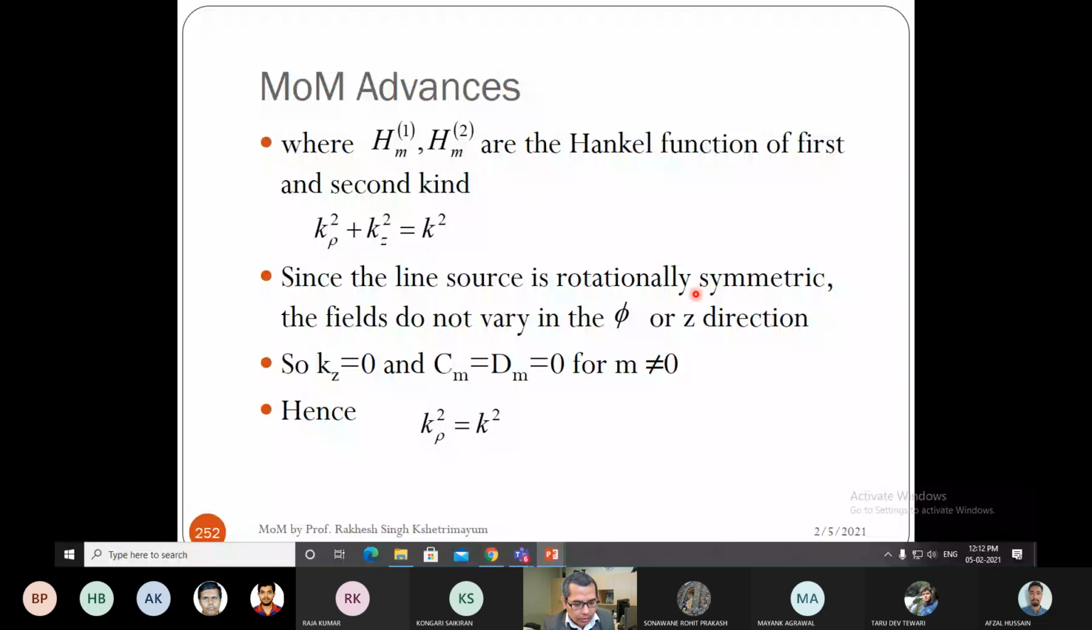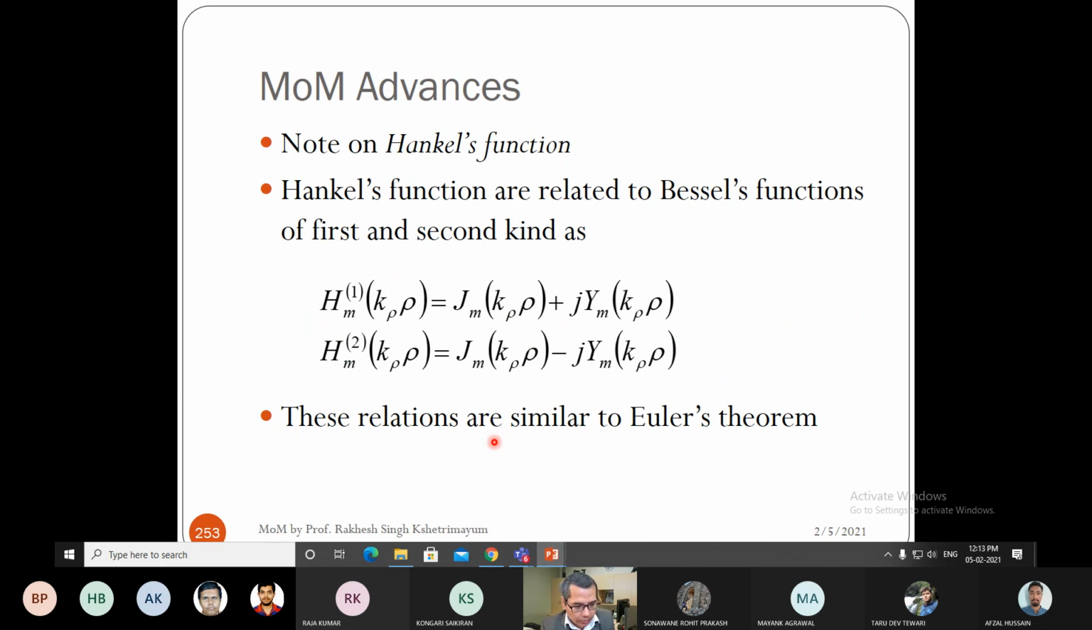See, the line is rotationally symmetric. There is no change along phi, so there won't be any change of the field along phi. Along the z-axis also, this is an infinitely long line, and there is no change. So in that case, kz is 0, and Cm and Dm will be 0 when m is not equal to 0. We have already discussed this in the last class; I'm just revising it. When kz becomes 0, k rho squared is equal to k squared, where k is the wave number for free space. We also spend some time on the Hankel function.